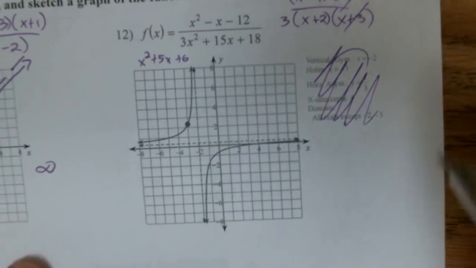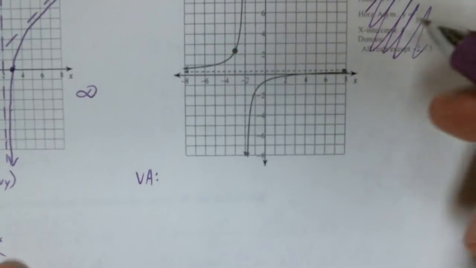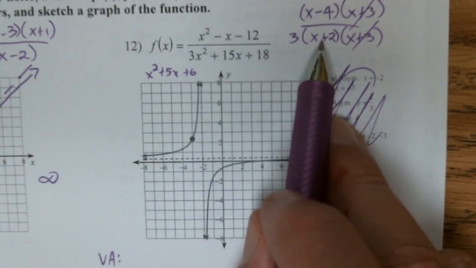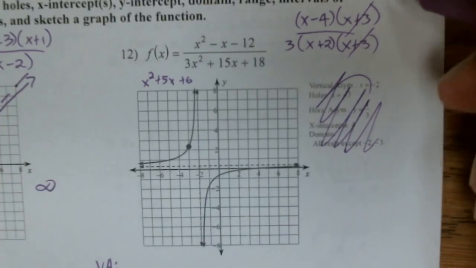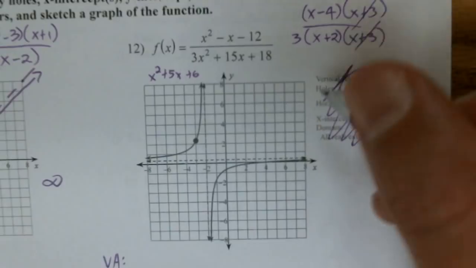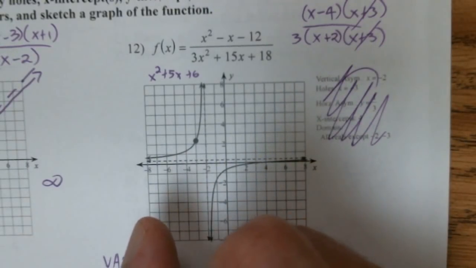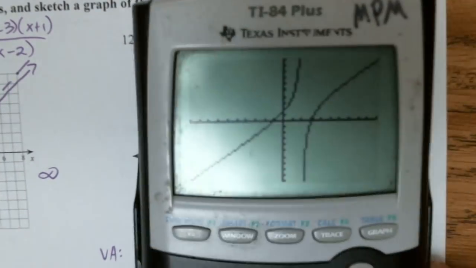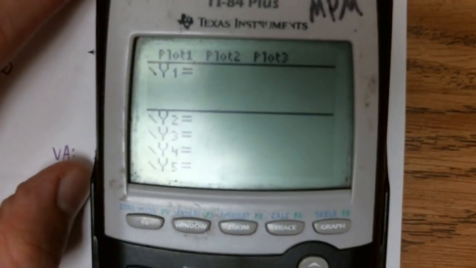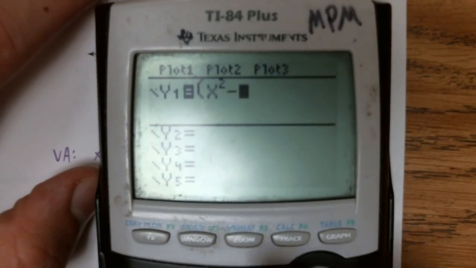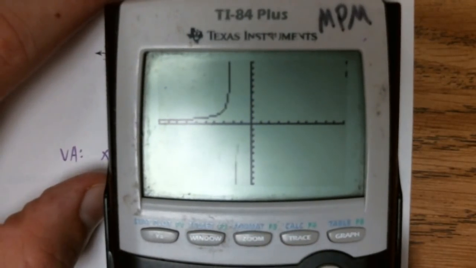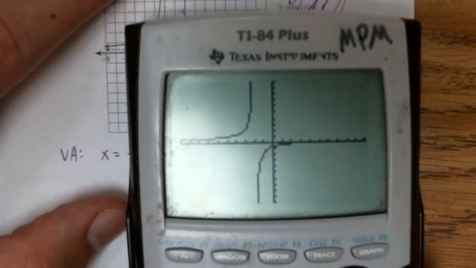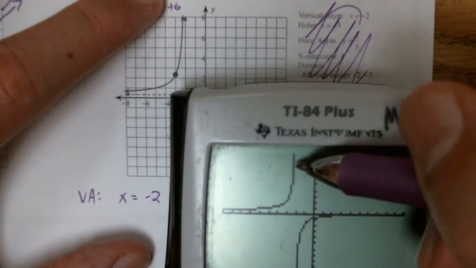Okay. All right, so let's go ahead and start listing what we got. Vertical asymptote, where's my denominator 0? After I pull out the GCF, that's going to be negative 2 and negative 3. However, they cancel, guys. So remember, if you have a hole, that is not counted as a vertical asymptote. Okay, so my only vertical asymptote is the x plus 2, which is the equation of a line, x equals negative 2. Because watch what happens when I graph this. x squared minus x minus 12 divided by 3x squared plus 15x plus 18. Okay, so there's the graph. There is the vertical asymptote at negative 2. Okay, negative 2.